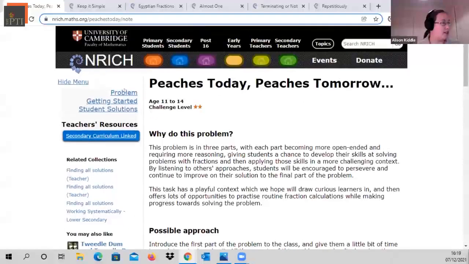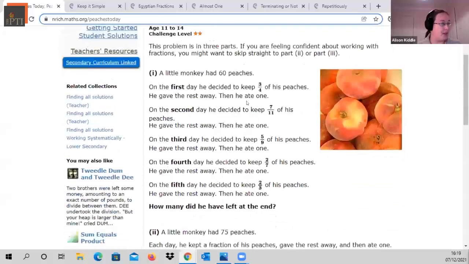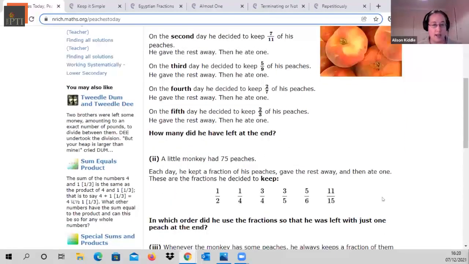So after doing this starter, you'll have some idea of which students are absolutely flying with their fractions and which students maybe need a little bit more support. So you might choose to give the simpler version for students who need a little bit more support, and to be working with them while the rest of the students are trying the main challenge.